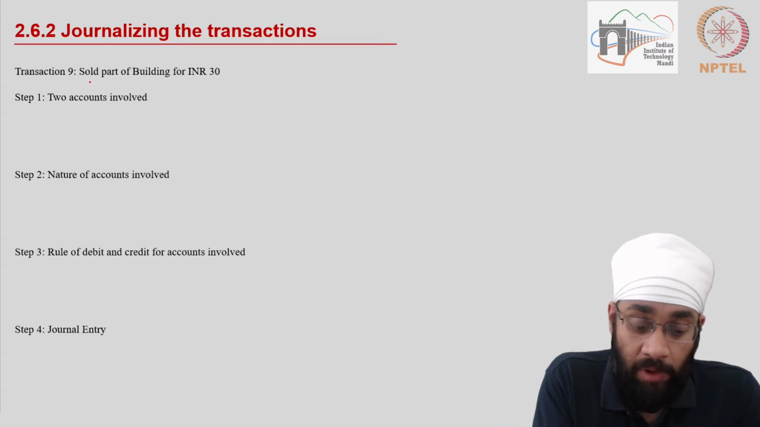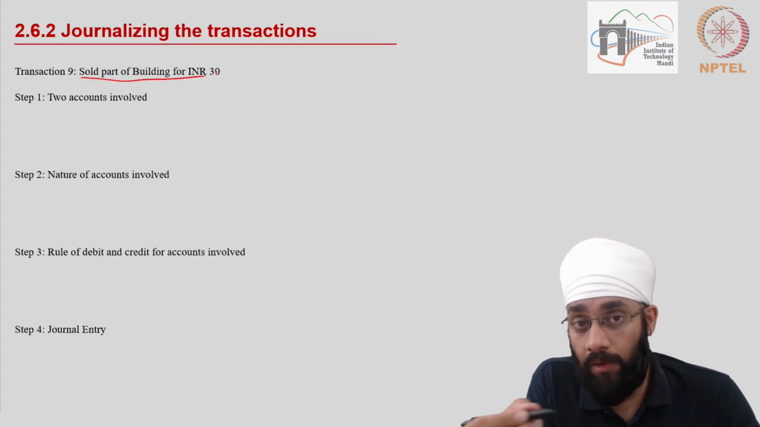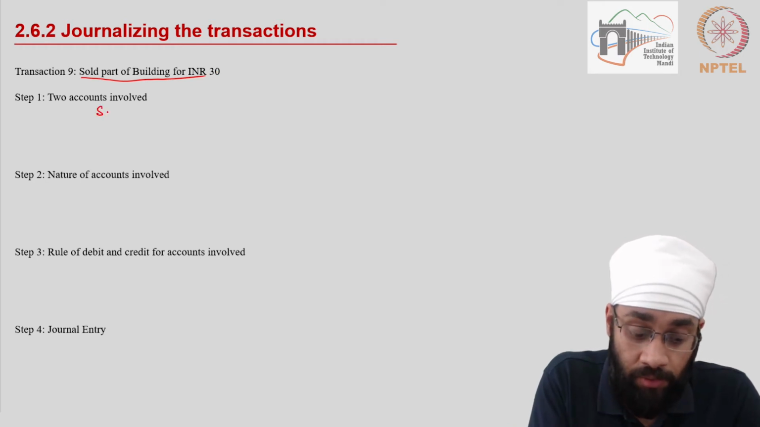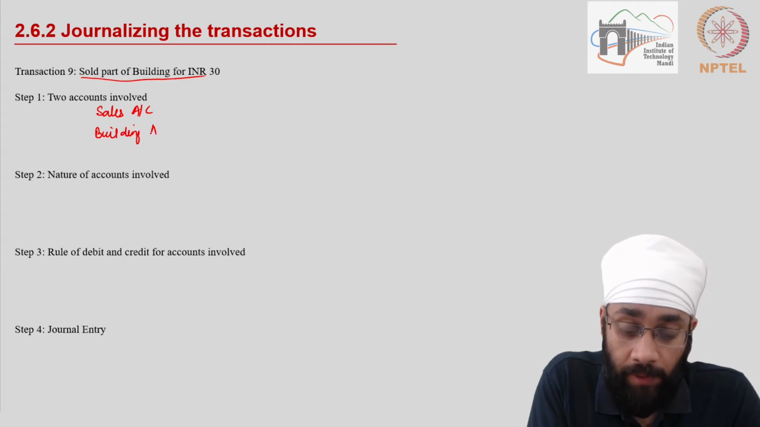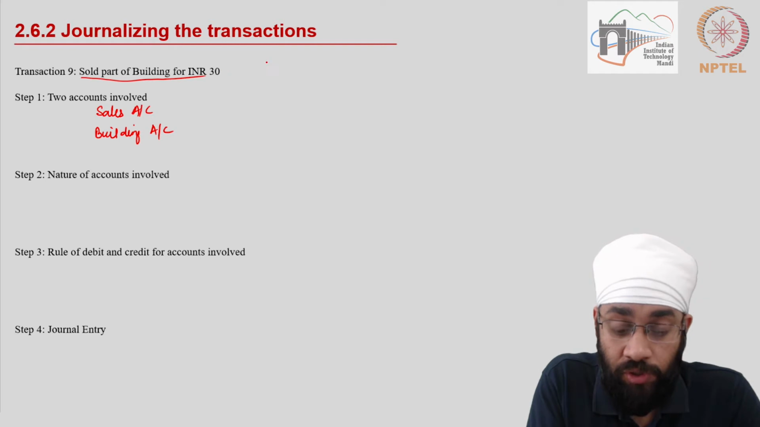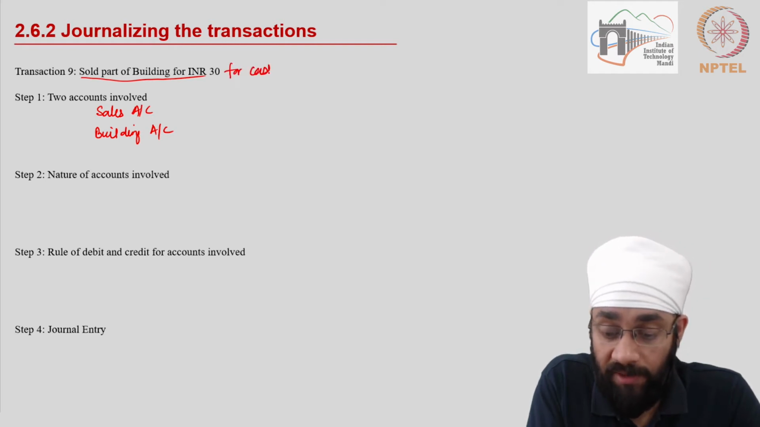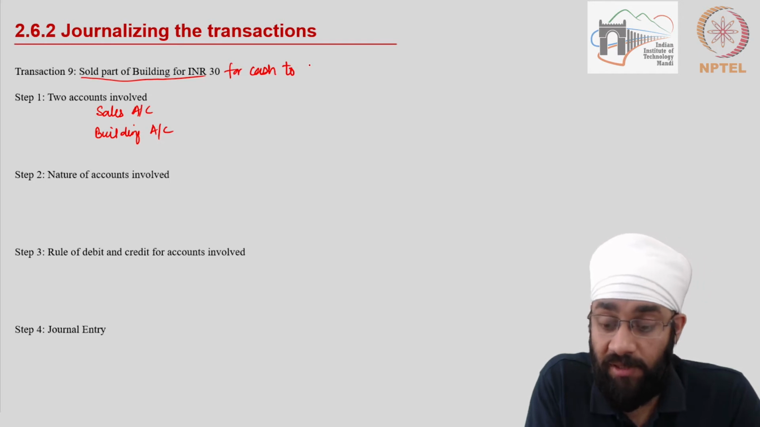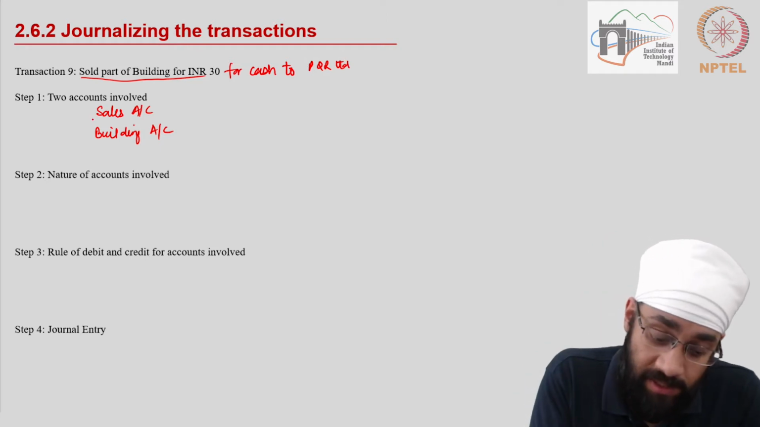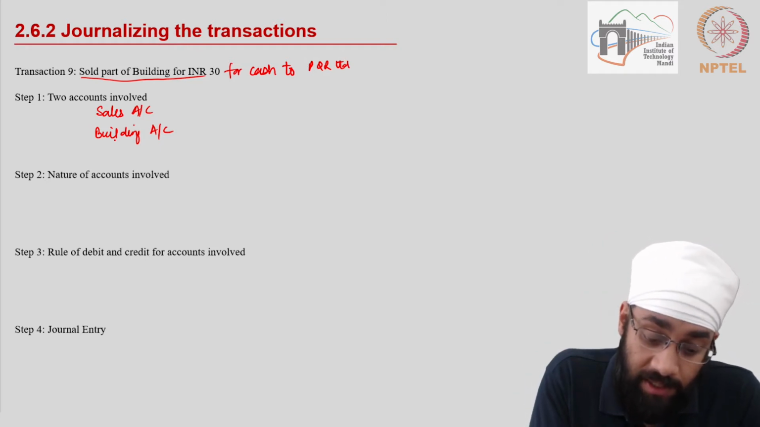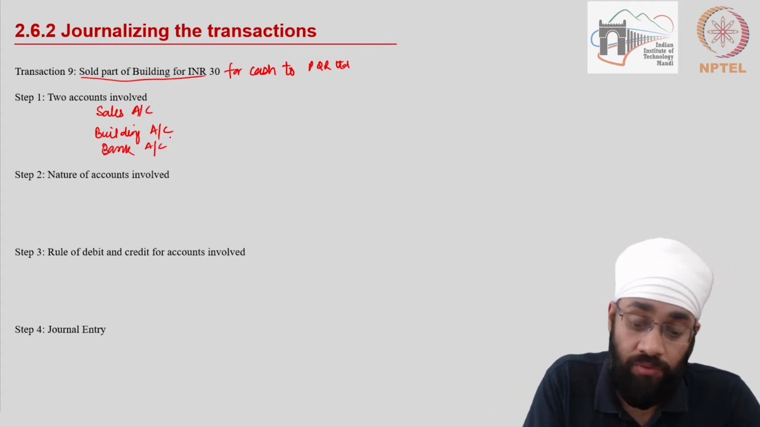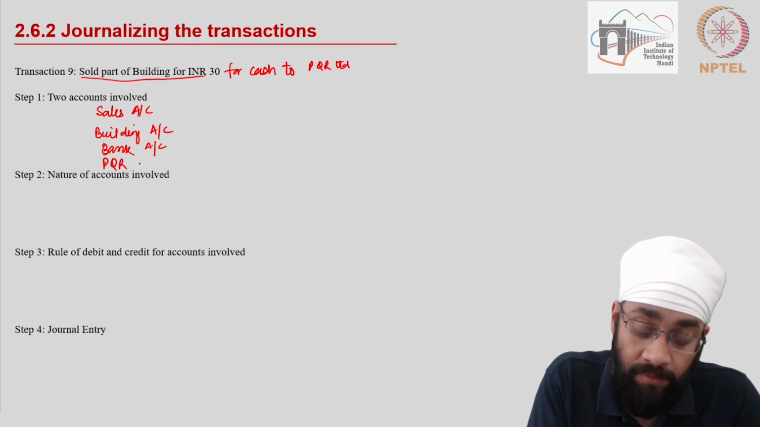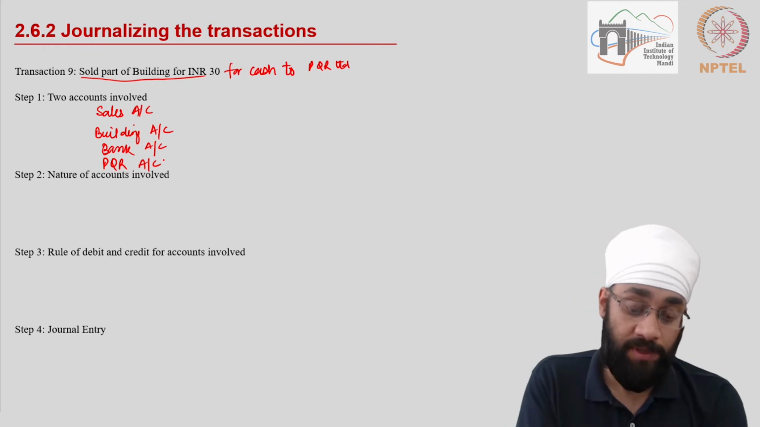Next transaction is about the sale of the building. You purchased the building and now you're selling part of a building. So there could be a sales account, there could be a building account, and you sold the building. Again, let me clarify, for cash to, let's say PQR Limited. You sold it to PQR Limited. So sale account, building account, possibly cash, but we've agreed on bank. So I'm going to write bank account. All cash transactions go through bank, and there could possibly be PQR account. Okay, these are all possibilities.